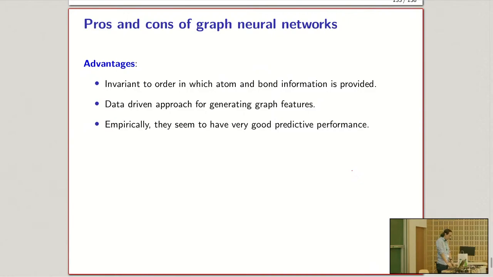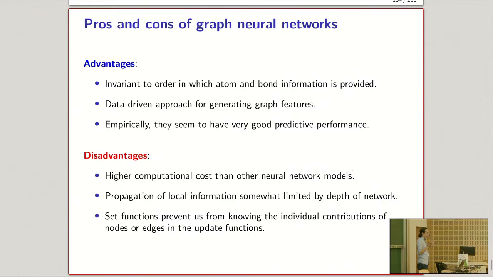Disadvantages of graph neural networks. They usually have a typically higher computational cost than, for example, fully connected networks. Now there is a lot of very good optimized software for graph neural networks, so this disadvantage is not so big. Typically, the way this works is that you create a very large graph with many molecules, and you process all in parallel, in a vectorized way, and that's going to speed up computations quite a lot.